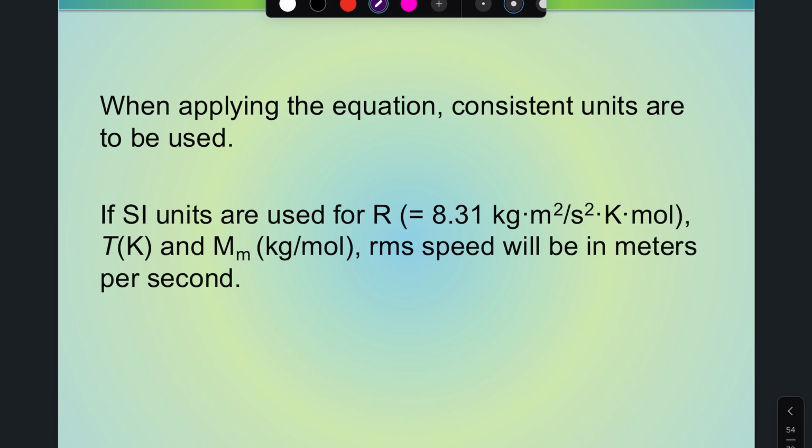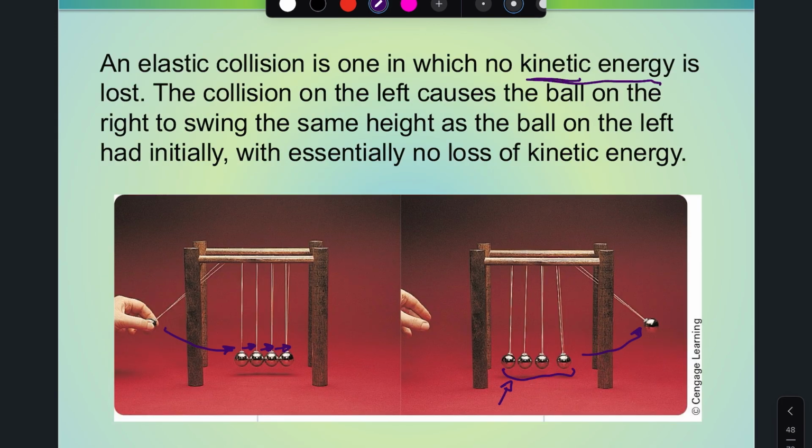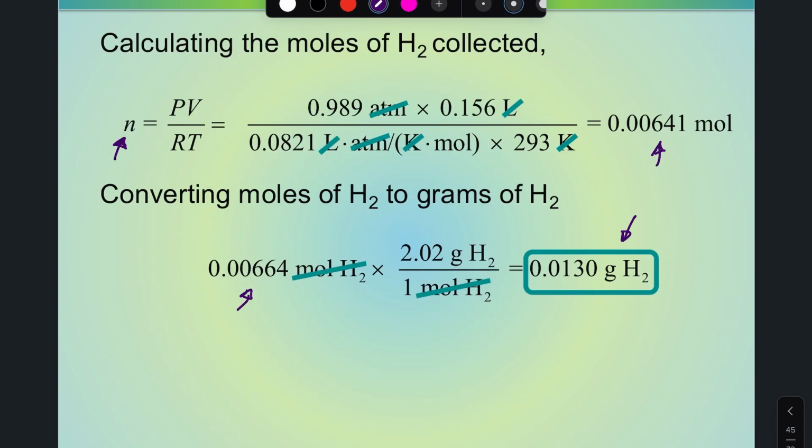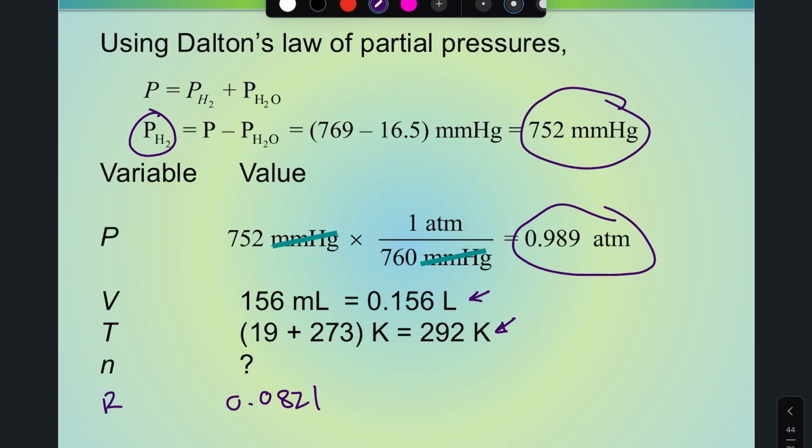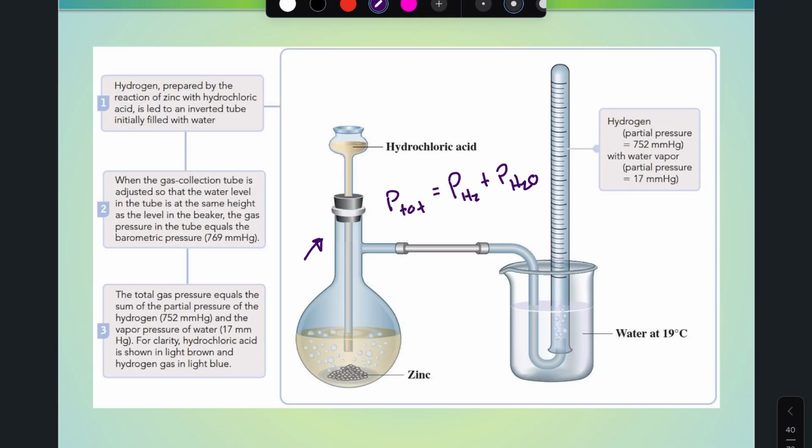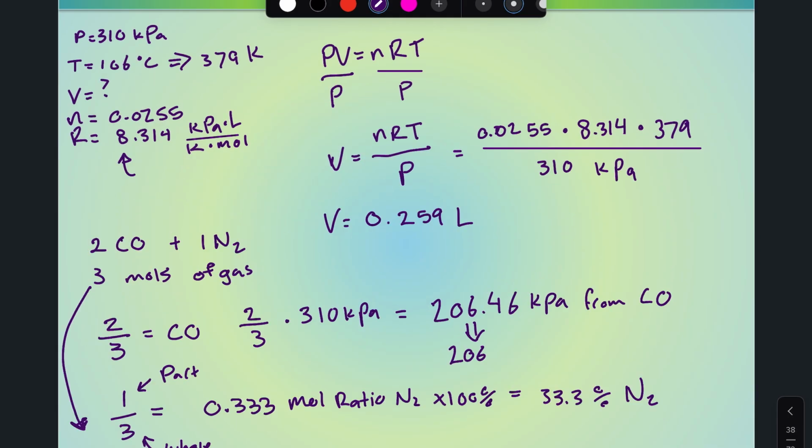Okay. So when we're applying the equation, we're going to use consistent units. This is just like for PV equals nRT. We do the exact same thing. But 8.31, we've seen this before, right? Let's go back real quick to the problem before this. That is our R constant, 8.31, that had the units kilopascals times liters over Kelvin mole.